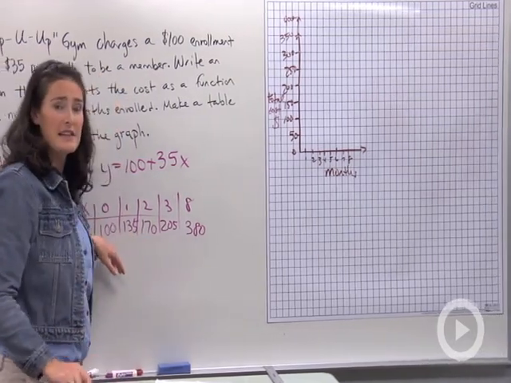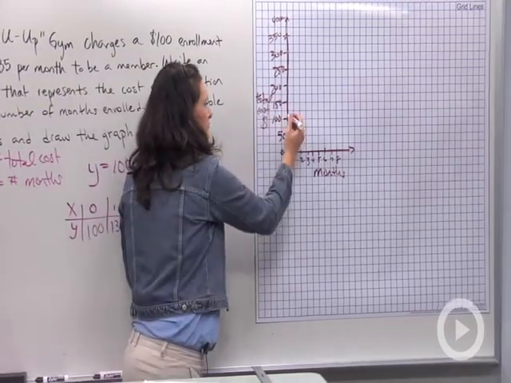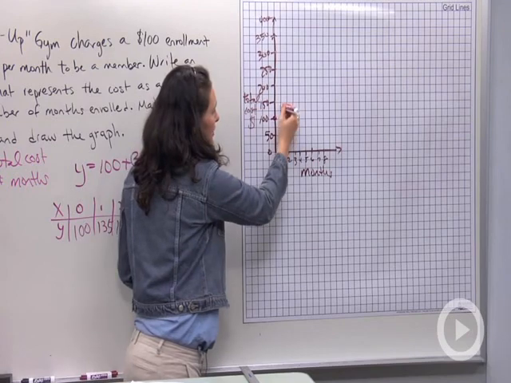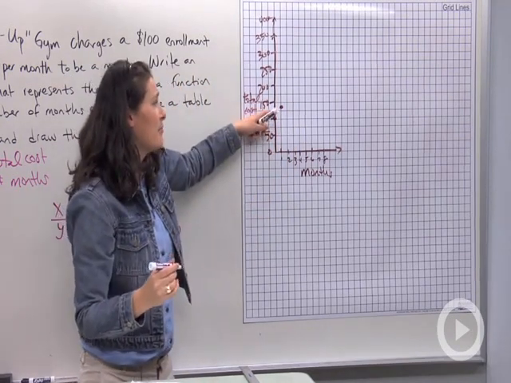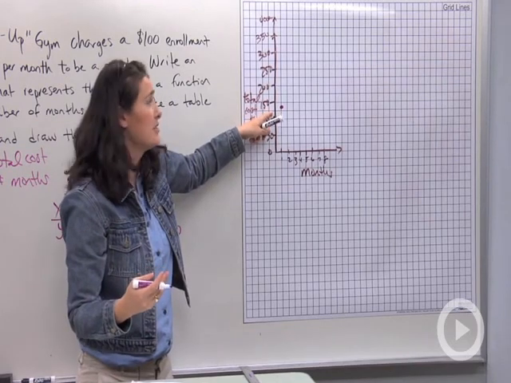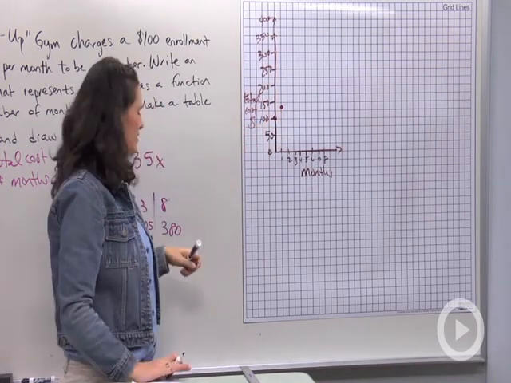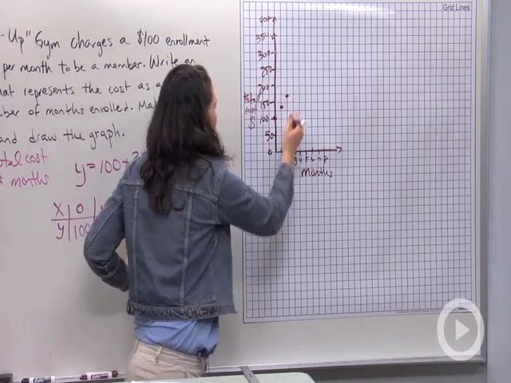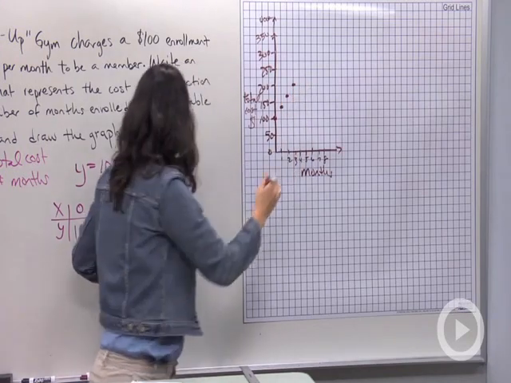Next thing is to get these points on the graph. My first point is 0 for x, 100 for y, so that's going to go here. Then I have 1, 135. I'm going to approximate because each line in my graph represents $25. So if I want to go up $35, it's like kind of in between those two. 2 goes with 170, again approximating. 3 goes with 205, almost there, here we go.